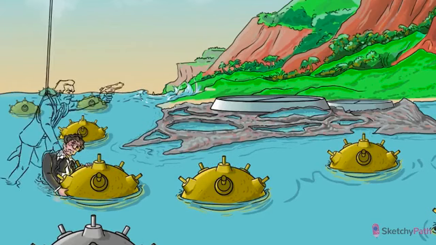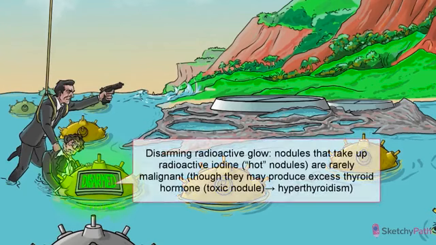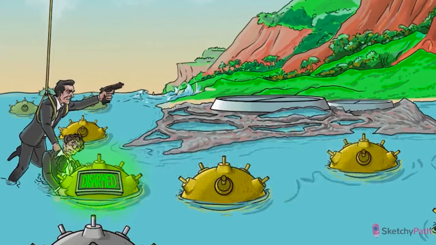Sometimes the workup will include a radioactive iodine scan, also called thyroid scintigraphy. A big hint that a thyroid nodule is benign is if it lights up. These so-called hot nodules, which produce thyroid hormone and take up radioactive iodine, are almost never cancer. That's why we've added a glowing green disarmed light to the water mine. Nothing to worry about. Except the possibility of hyperthyroidism due to autonomous thyroid hormone production, of course.